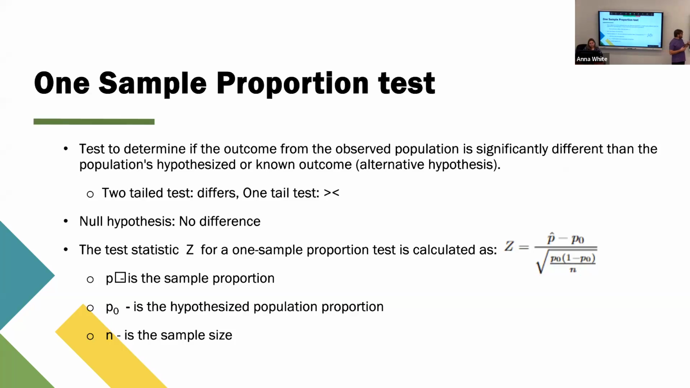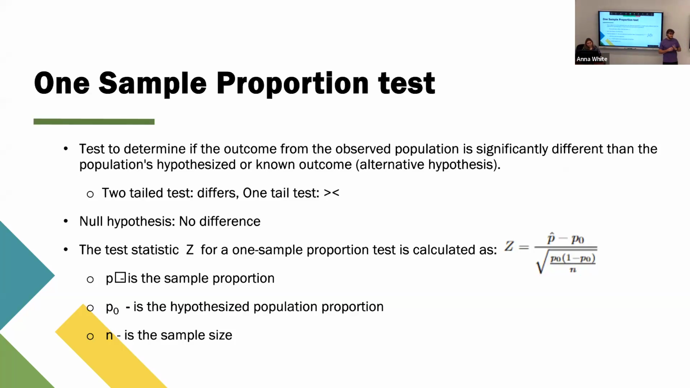There's two different kinds. There's the two-tailed test and the one-tailed test. The alternative hypothesis for the two-tailed test is just that the two outcomes differ. However, for the one-tailed test, it's whether the observed population is greater than or less than the expected. And then the null hypothesis is no difference.